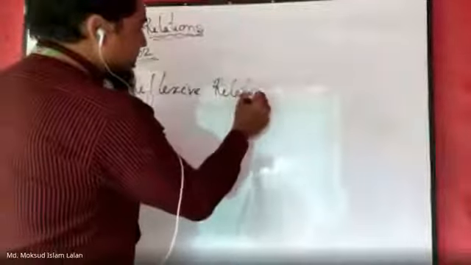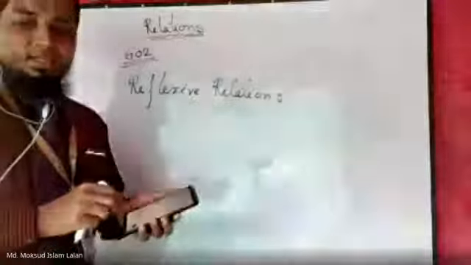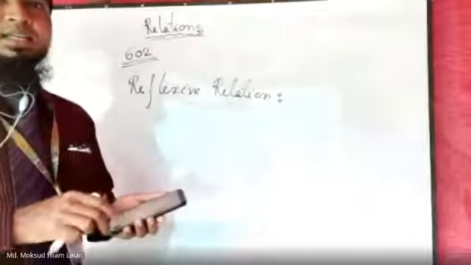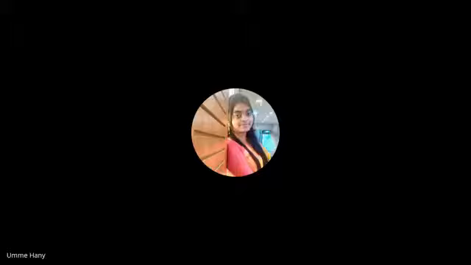Reflexive relations. Would you please write down the definition first? I am going to explain this shortest definition. Can you see the board clearly, dear student? No, sir. Yes, sir. Yes, Ummehani, sir, you cannot see. Sir, I can see.